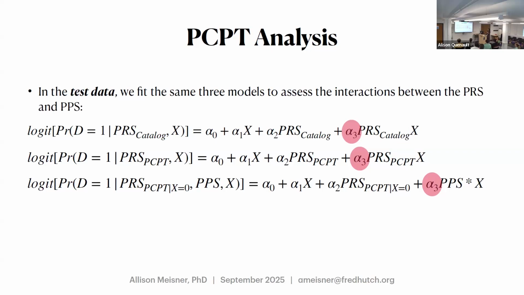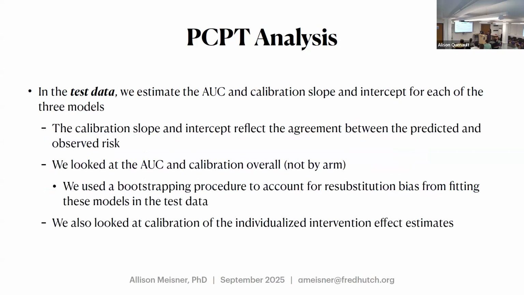And then in the test data, we fit exactly the same models, but now obviously we've constructed the PRS_PCPT and the PPS in the training data, so there should be some measure of independence between the 2. In the test data, we also estimated the AUC and the calibration slope and intercept for each of these 3 models. We're trying to get at discrimination and calibration for these models. And again, calibration slope and intercept reflect the agreement between predicted and observed risk.